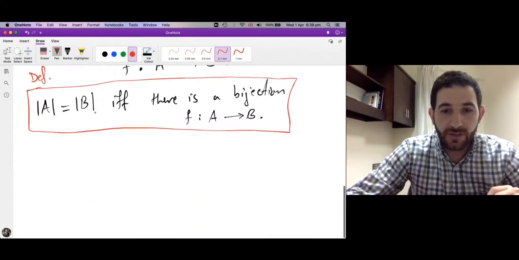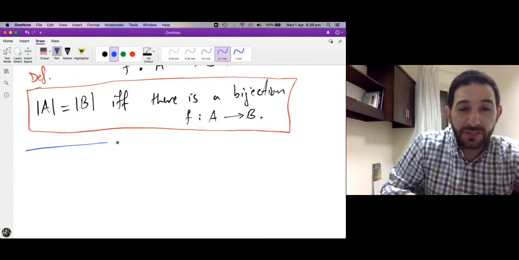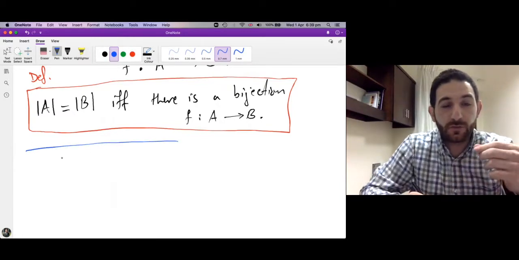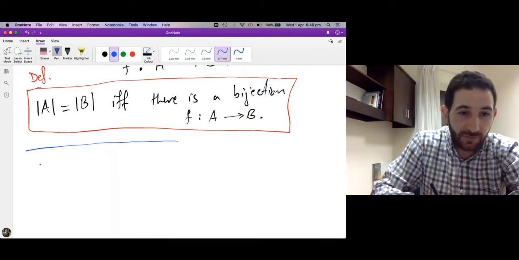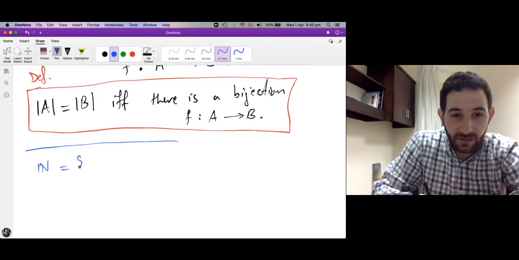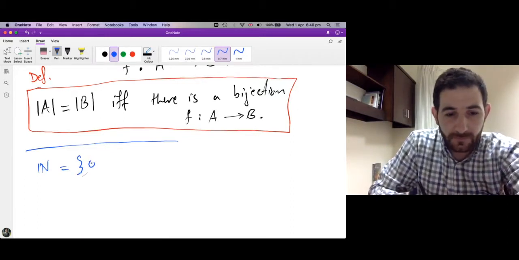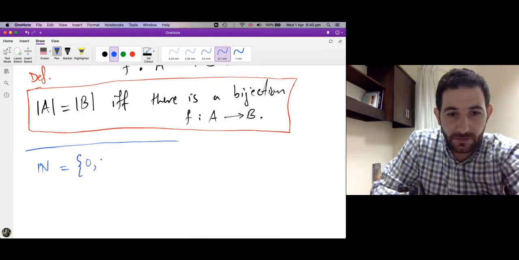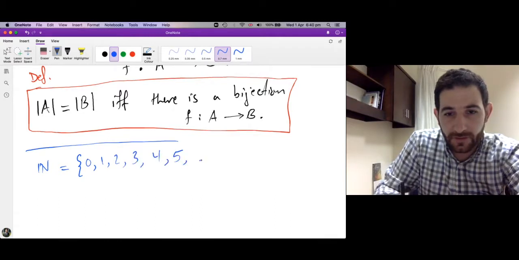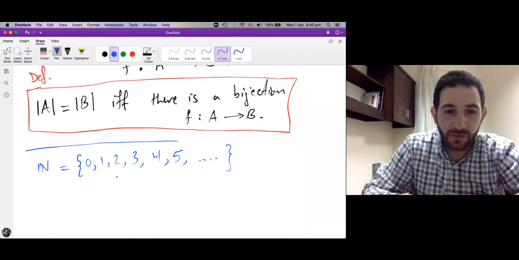Now let's go to the next idea. Now we want to give a special name for those sets whose cardinality is equal to the cardinality of the natural numbers. Remember, what is the set of natural numbers? This is the set containing 0, 1, 2, 3, 4, 5, and so on. This is an infinite set and it contains these whole numbers.